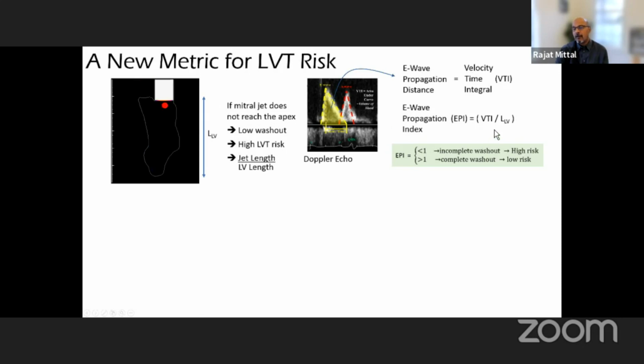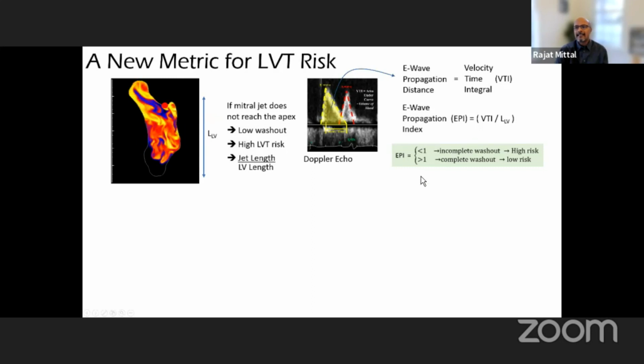So basically all we had to do was take two available quantities, the velocity time integral, which is available from echocardiogram, and also the length of the LV, which is also available from imaging. Take the ratio of the two, and that we call the E-wave propagation index.